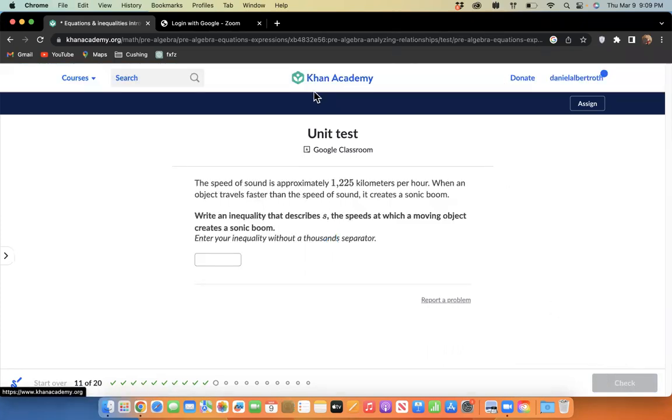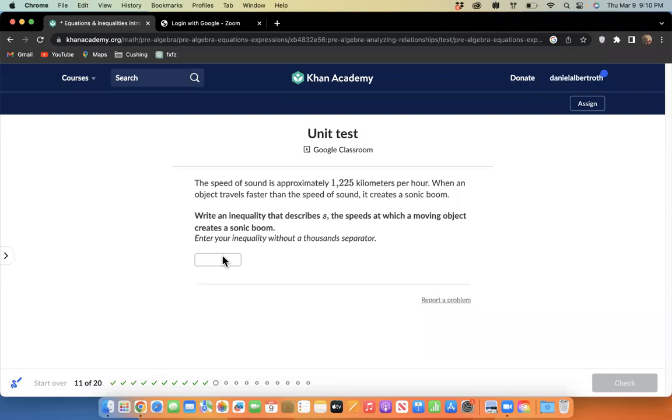Clear. So this one says the speed of sound is approximately 1,225 kilometers per hour. When an object travels faster than the speed of sound, it creates a sonic boom. Write an inequality that describes S, the speeds at which a moving object creates a sonic boom. So the speeds that create a sonic boom, S, are any speeds that are greater than 1,225. So that should be the inequality. Yep. So the speeds that are bigger than 1,225 create a sonic boom.